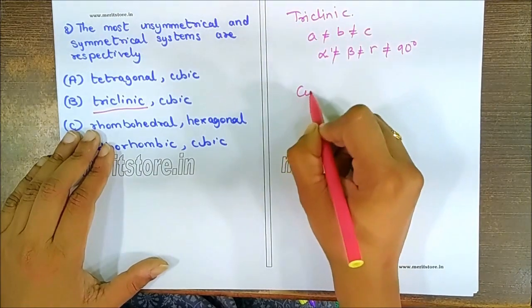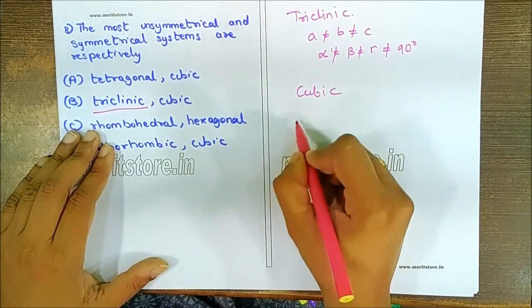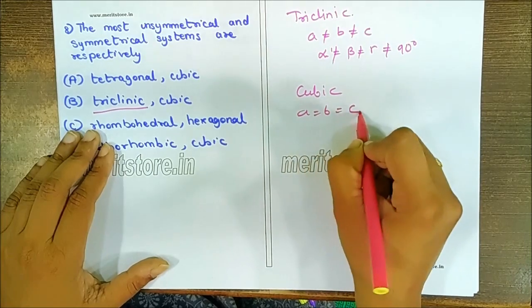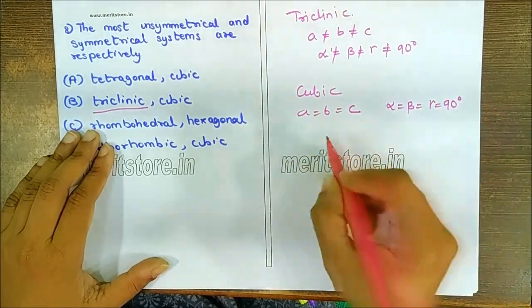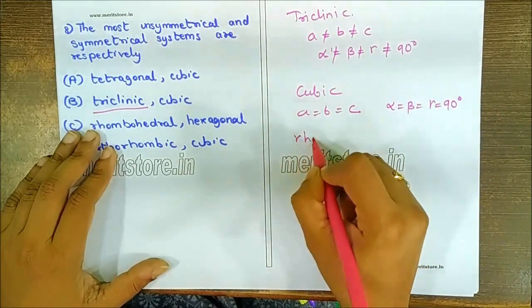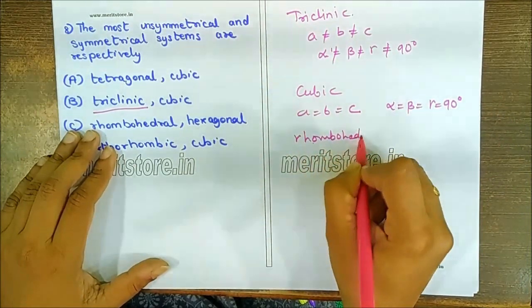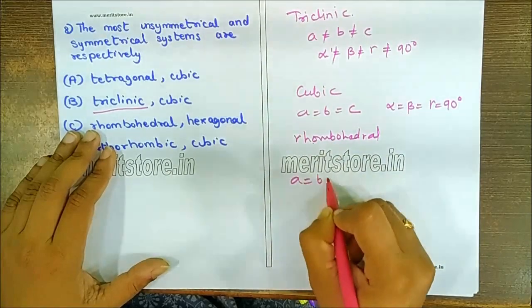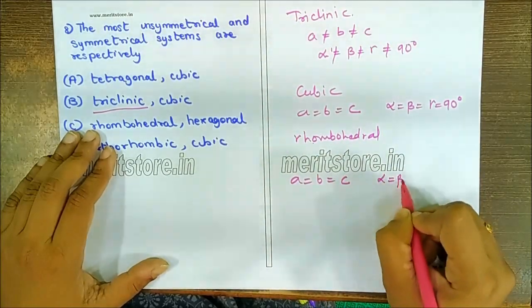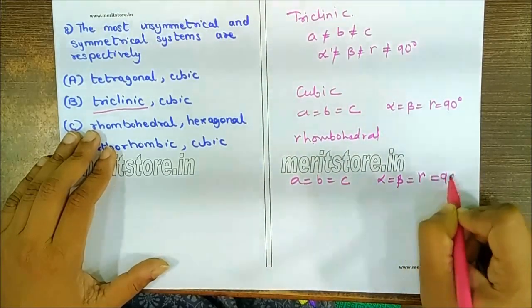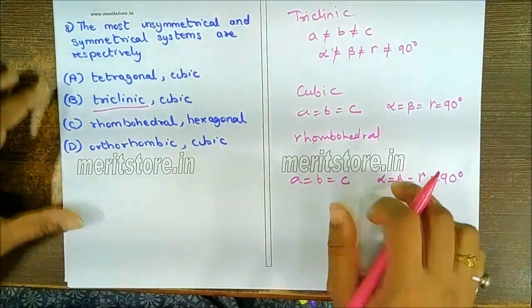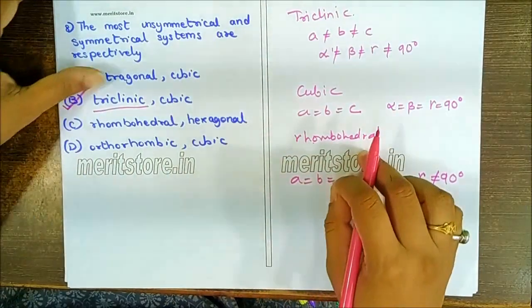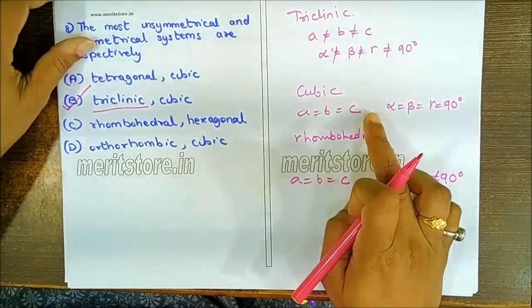And for the most symmetrical, we have two. One is the cubic, that is a = b = c, and alpha = beta = gamma = 90 degrees. And we also have the rhombohedral. In the case of rhombohedral, we have a = b = c, alpha = beta = gamma, but that's not equal to 90 degrees. So in the combination, we have option B, which is a combination of triclinic and cubic.